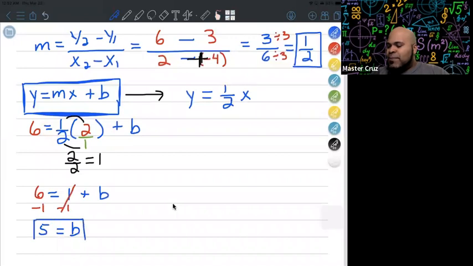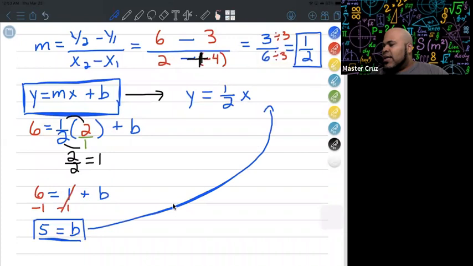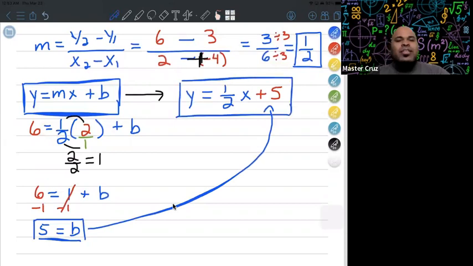So this is what b is, which means I'm going to bring this all the way up here. And this time it's a positive number, so this is plus 5. And that is the answer. And it's just that easy. So this is how you write the equation of a line from 1 point and a slope and from 2 points.